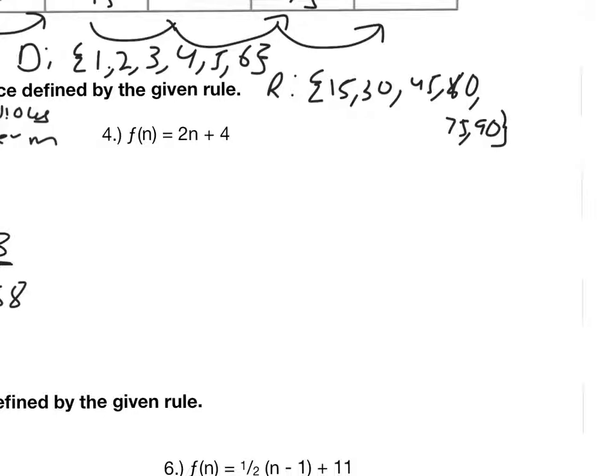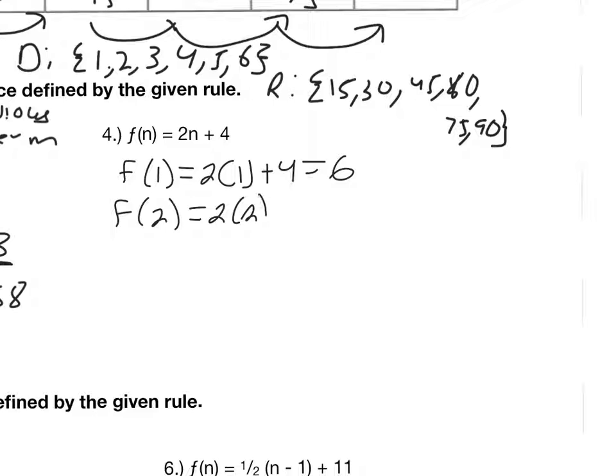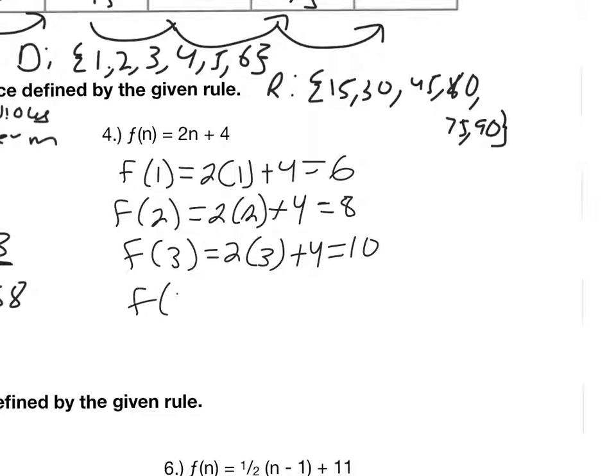So let's start with f of 1. With explicit, we just plug in. So it would be 2 times 1 plus 4, which is 6. f of 2. With explicit, we don't care about our previous terms. We just plug in. So it would be 2 times 2 plus 4, which is 8. f of 3 would be 2 times 3 plus 4, which is 10. And f of 4 would be 2 times 4 plus 4, which is 12. Explicit, we don't care about the previous terms, we just plug in.